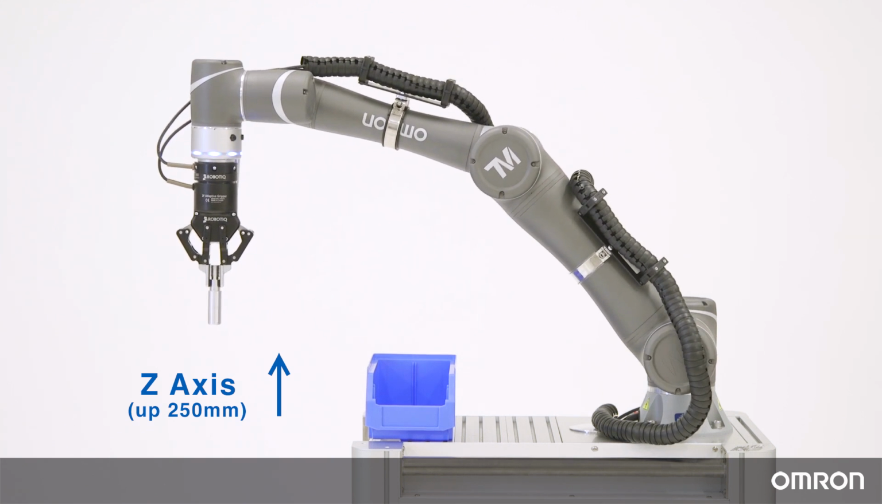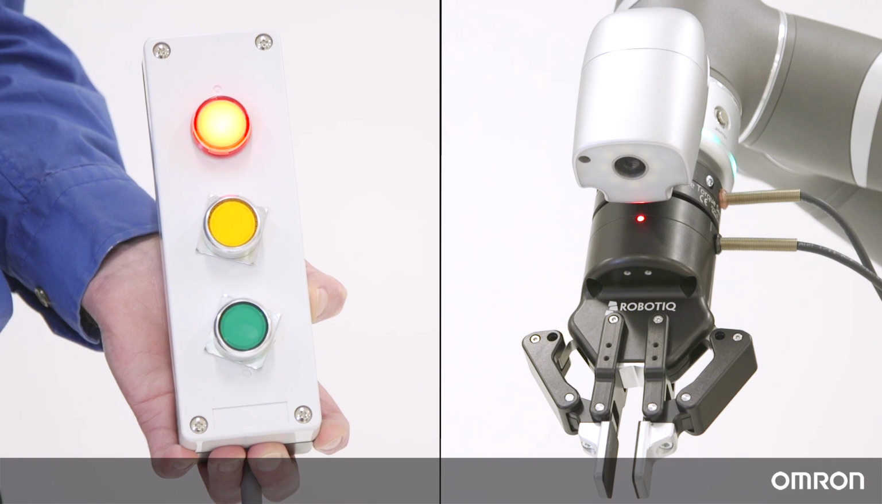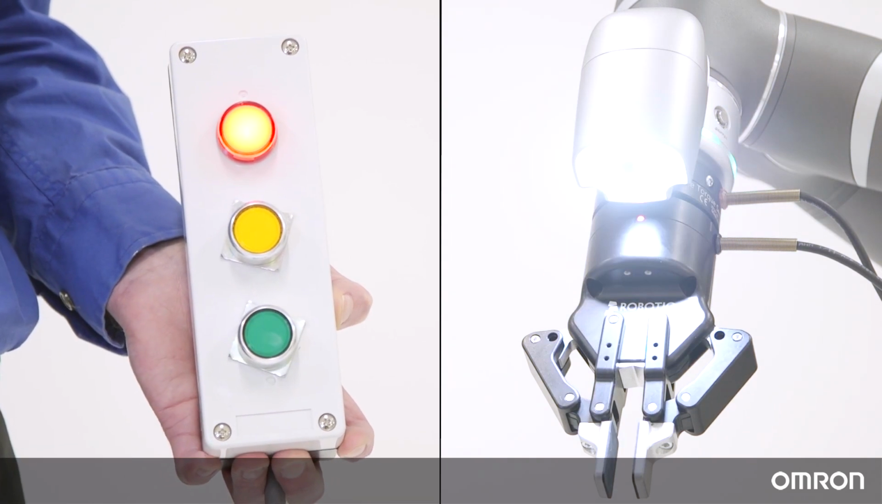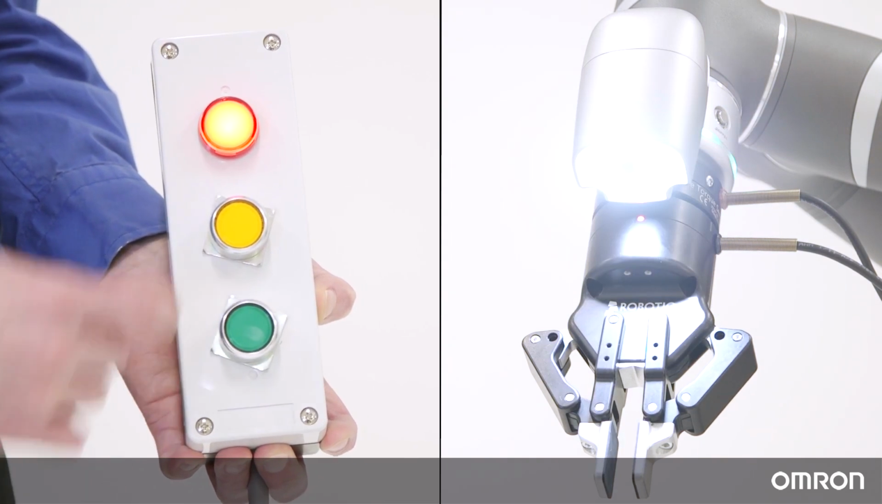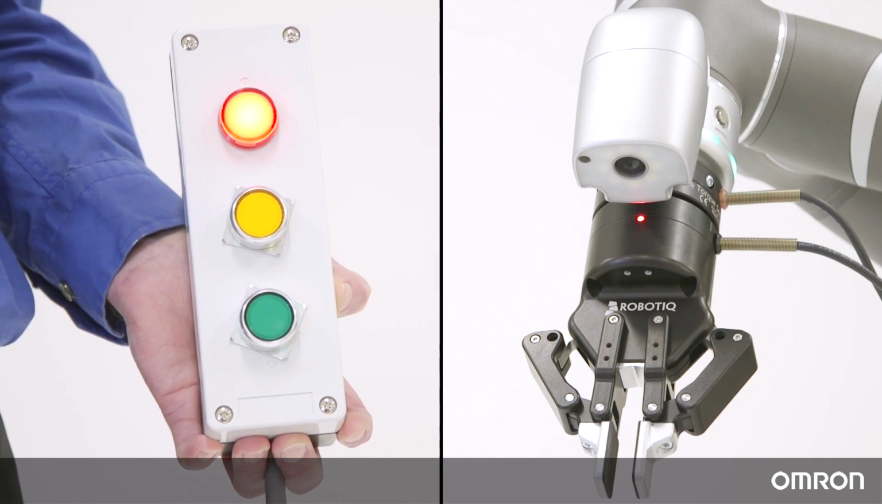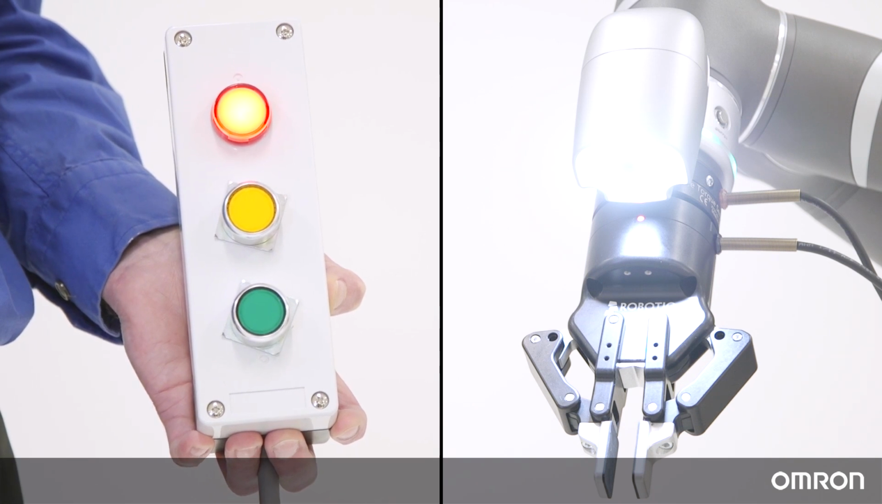Now let's discuss NX to OMRON PLC ModBus communication. ModBus is an excellent communication tool for external controllers, such as the OMRON NJ and NX PLCs. Here is an example of the OMRON NX controller using ModBus through a SysMac interface to turn the camera module light on and off. When the green button is pressed, the light turns on. When the yellow button is pressed, the light turns off.